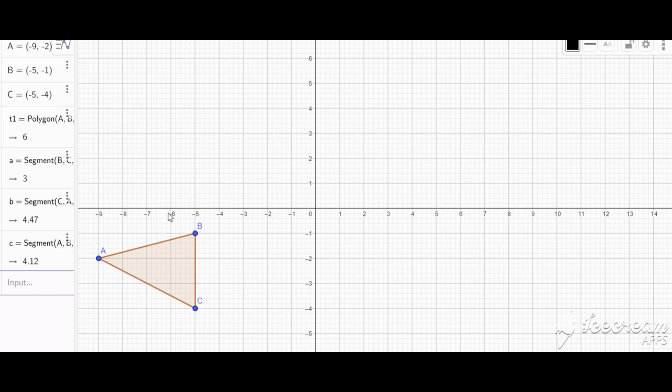Alright, now let us identify the coordinates of my object. So we have A, B, C. The coordinate of A is (-9, -1). The coordinate of B is (-5, -1). And the coordinate of C is (-5, -4). And you can see them up here in blue over here on the top left hand corner. That is the coordinate of my object.